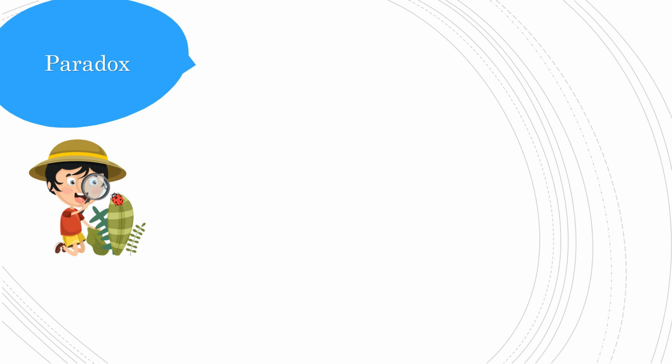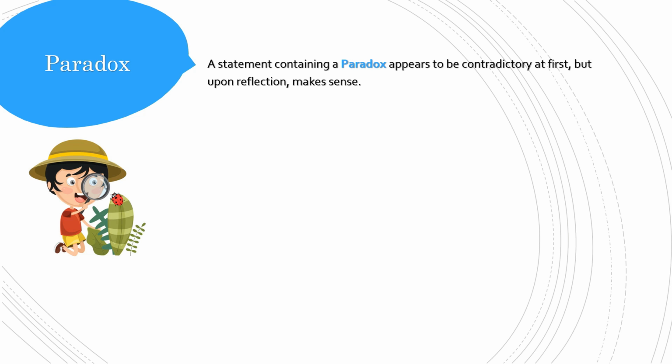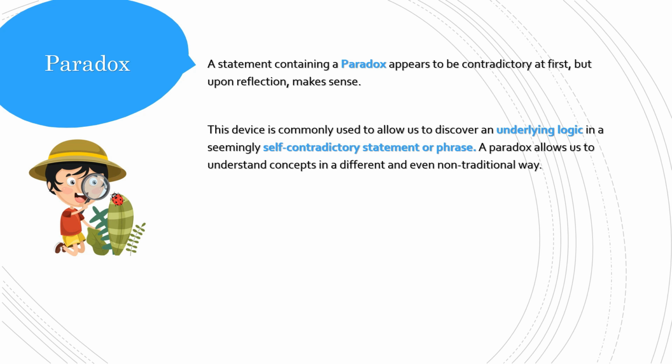Paradox. A statement containing a paradox appears to be contradictory at first, but upon reflection, makes sense. This device is commonly used to allow us to discover an underlying logic in a seemingly self-contradictory statement or phrase. A paradox allows us to understand concepts in a different and even non-traditional way.